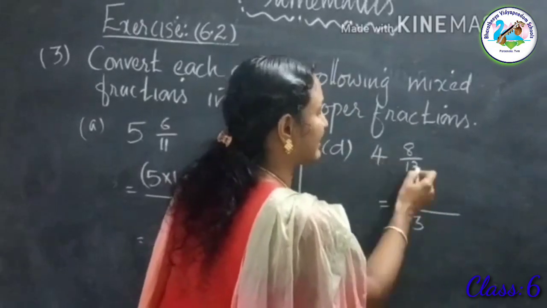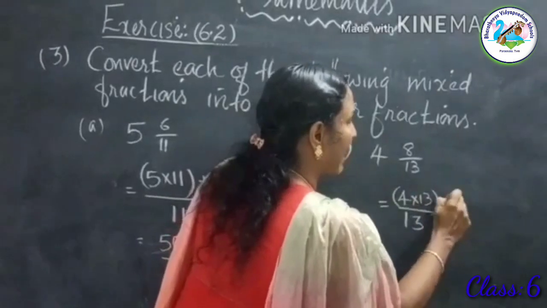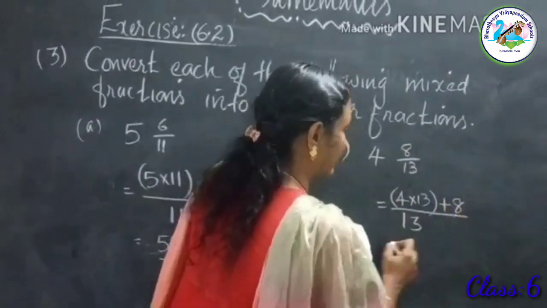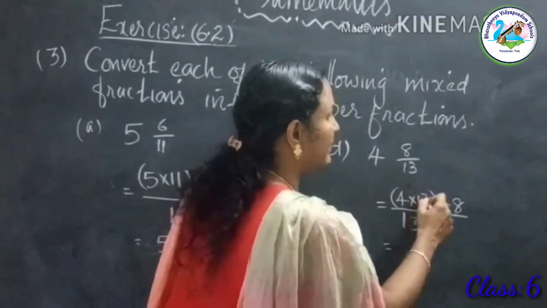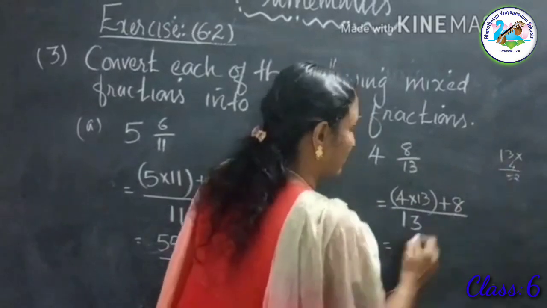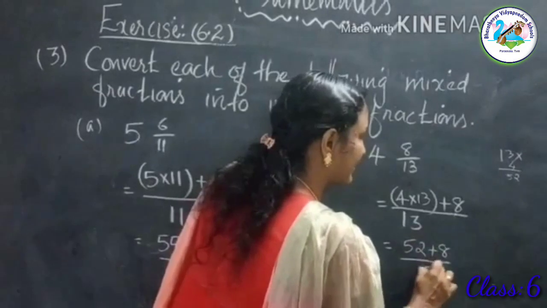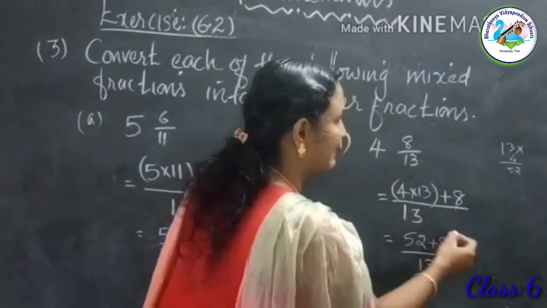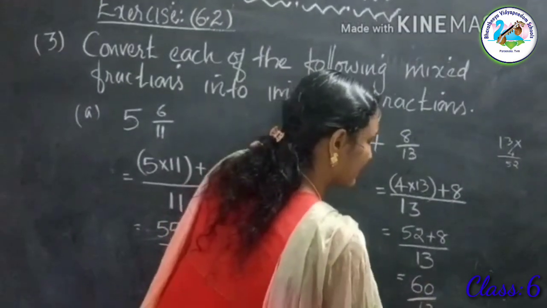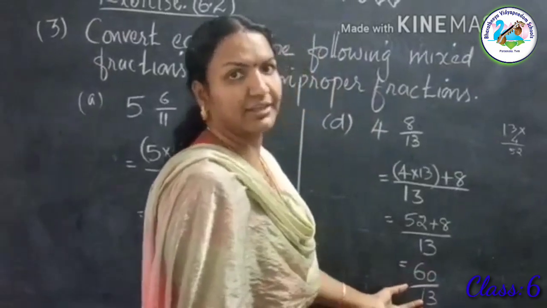Then next, option D, 4 8 by 13 is equal to, write the denominator 13, multiplying 4 and 13. 4 into 13, plus the numerator 8, is equal to 13 into 4, 52. 52 plus 8 divided by 13. 52 plus 8 divided by 13 is equal to 60 by 13. The answer is 60 by 13.